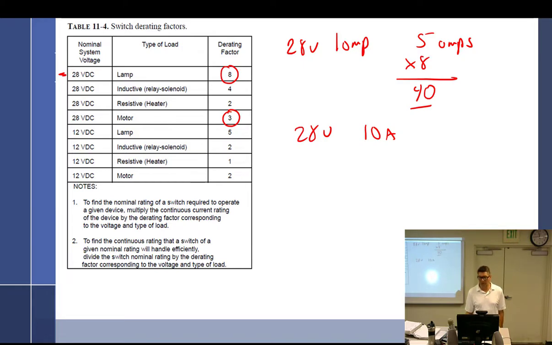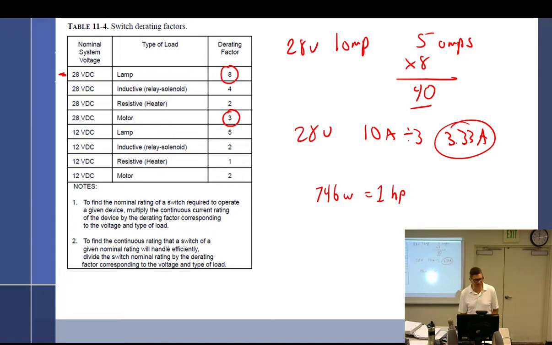Why you'd ever do this, I don't know. So if you have a derating factor of 3 and we ended up with a 10 amp, we have to go backwards, right? So divide by 3. What did we get? 3.33 amps. So that'll be the largest amperage we could get on that. So what size motor is that? 746 watts equals 1 horsepower. 28 volts. What's your efficiency? 100%. Make it simple today.